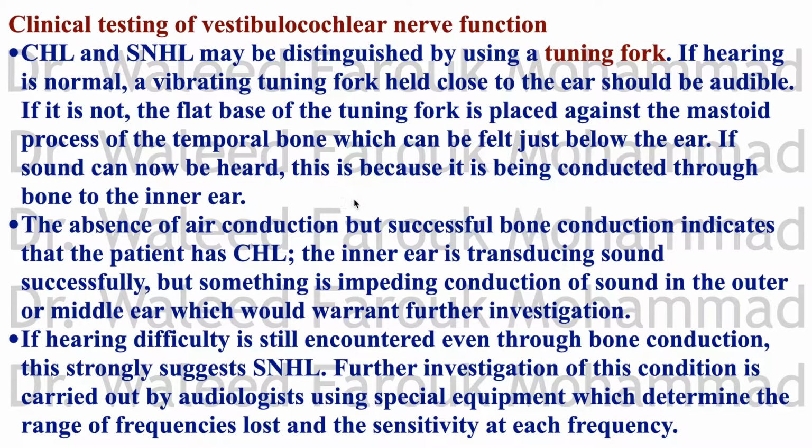Now, for testing of the vestibulocochlear nerve, we use a tuning fork. First, you strike the tuning fork and hold it close to the ear. If the patient doesn't hear the sound, you place the base of the tuning fork on the mastoid process of the temporal bone, which can be felt just below the ear. If the sound can now be heard, this is because it's being conducted through bone to the inner ear. So in this case, the patient has conductive hearing loss.